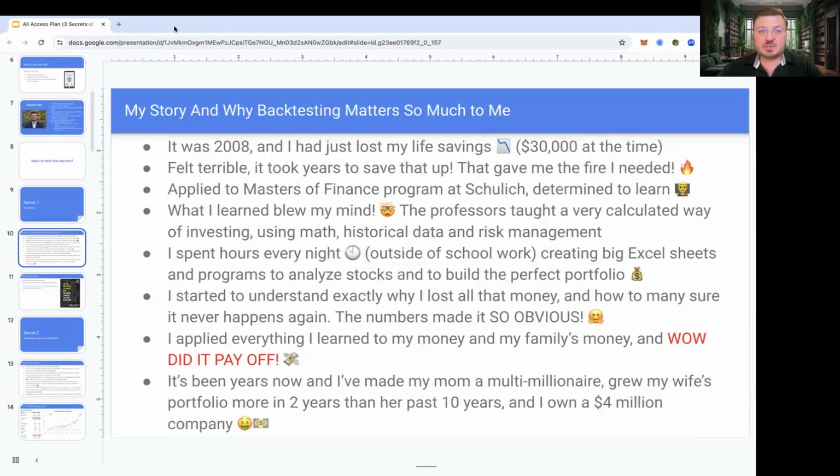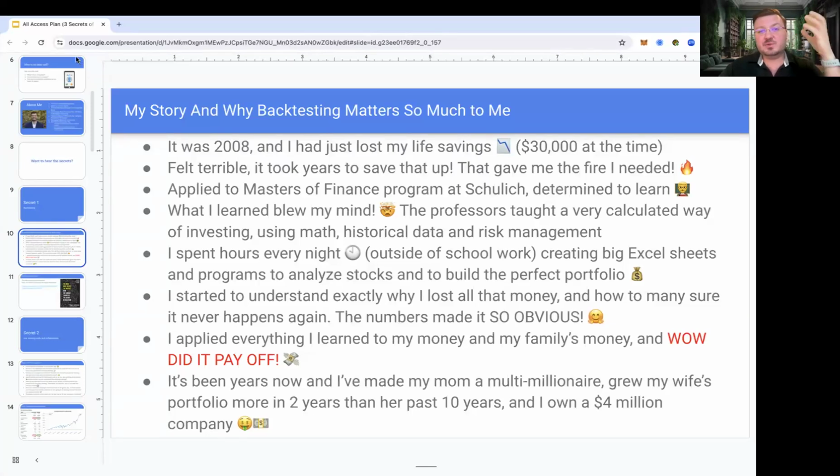Here's my little story about backtesting and why it matters. First of all, if you don't know what it is, backtesting is basically simulating your trading over the past couple years to see how it would have performed. But here's my story, and this is how I got into backtesting and how it literally changed my life, quite dramatically.